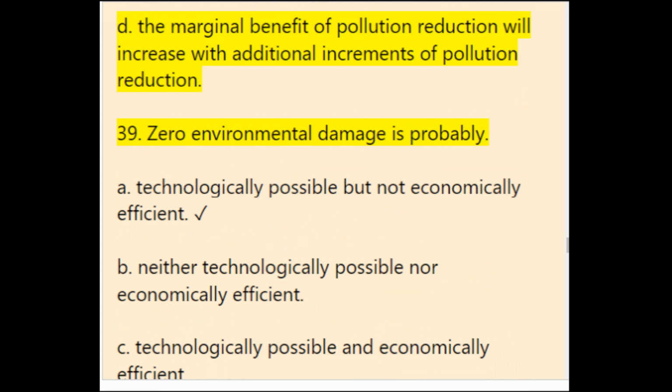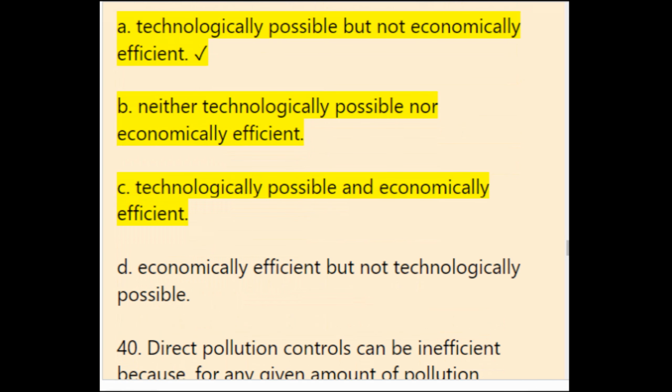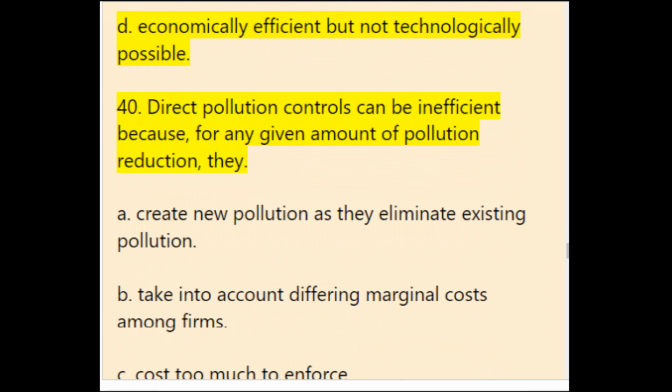39. Zero environmental damage is probably: A. Technologically possible but not economically efficient. B. Neither technologically possible nor economically efficient. C. Technologically possible and economically efficient. D. Economically efficient but not technologically possible.